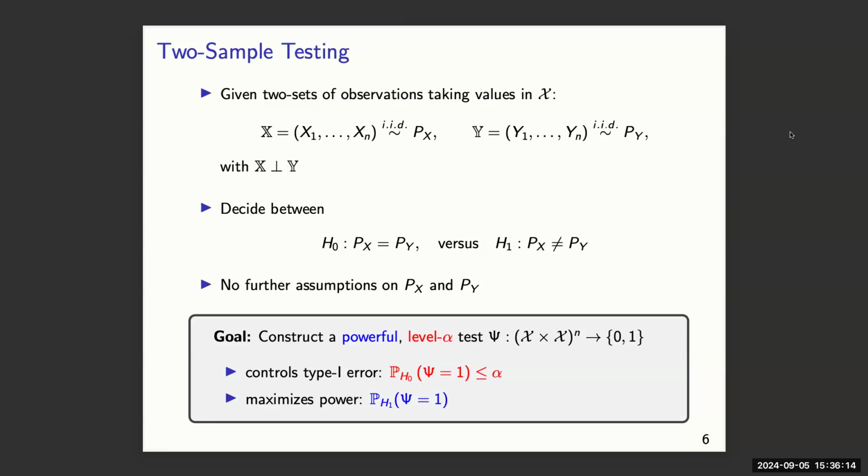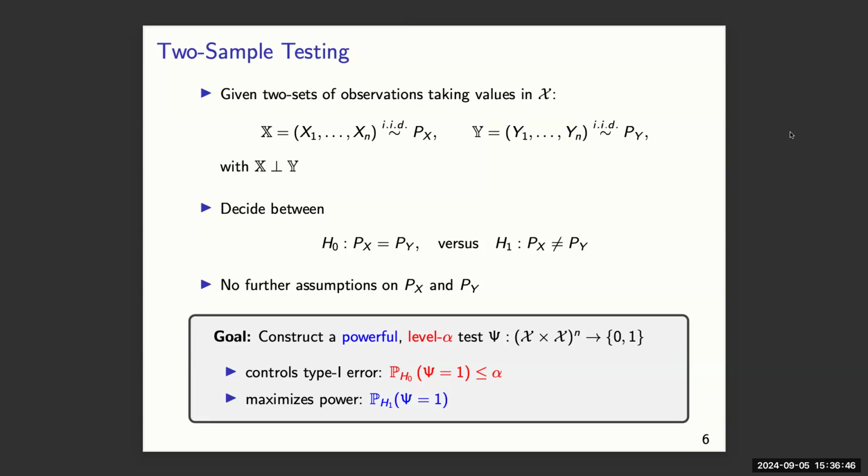In this talk, I will make no further assumptions on the distributions Px and Py, and in particular, I will make no parametric assumptions like they belong to the exponential family or something like that. And our objective is to construct a powerful level alpha test psi. So psi is something that takes as inputs the 2n data points, and it maps to either 0 or 1. 0 indicates that we accept the null hypothesis, that Px equals Py, and 1 indicates that we reject the null, and we believe that Px is not equal to Py.